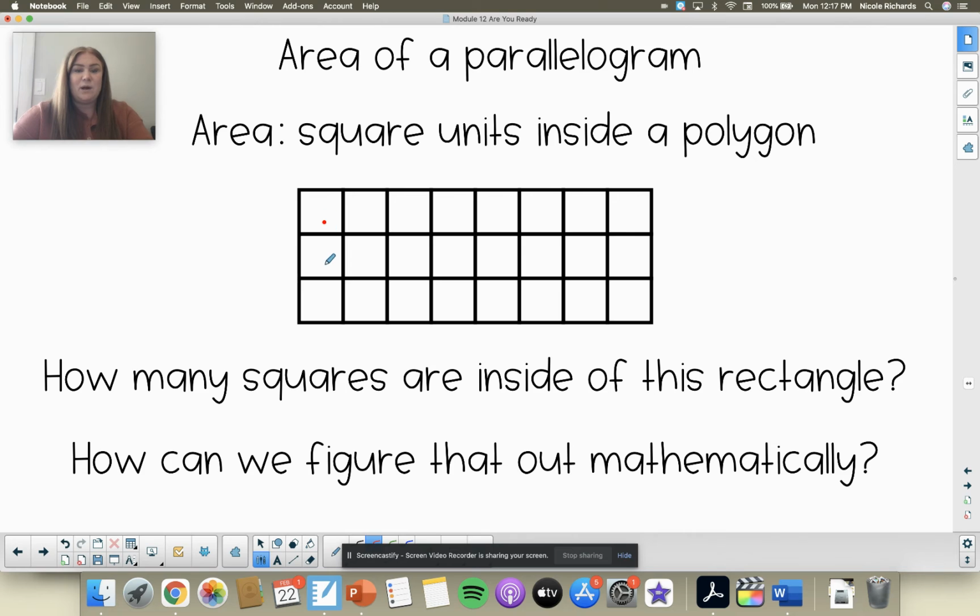So here I have 1, 2, 3, 4, 5, 6, 7, 8, 9, 10, 11, 12, 13, 14, 15, 16, 17, 18, 19, 20, 21, 22, 23, 24. So there are 24 squares that fit inside the area of that rectangle. Can you remember how we figured that out mathematically, though? There's a much easier way than drawing and counting all of the units.